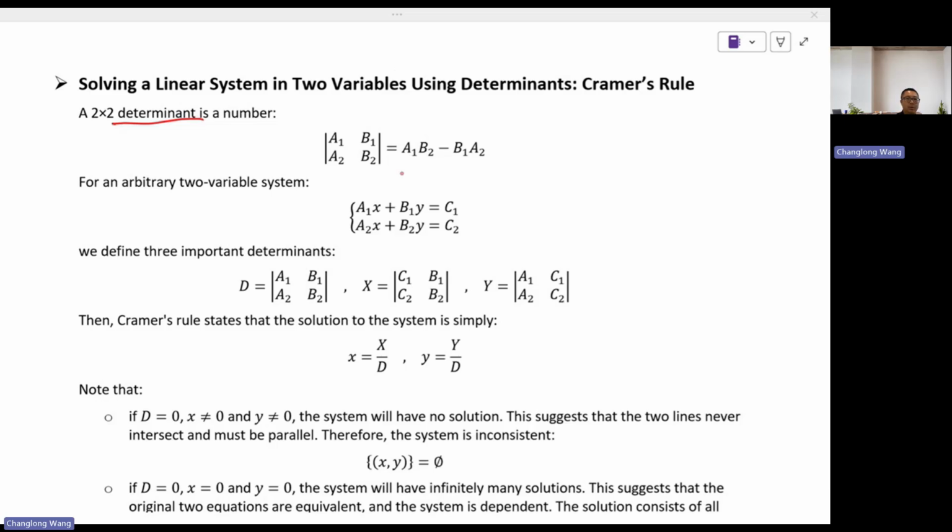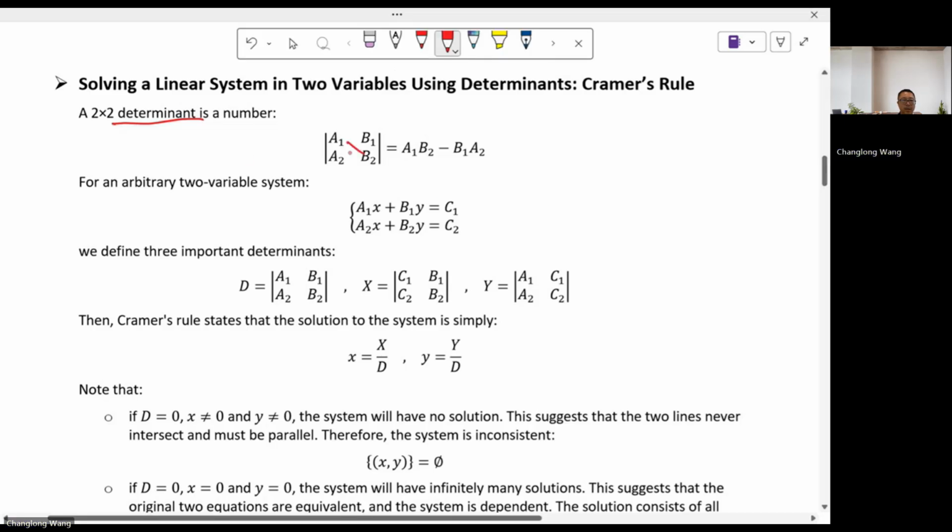But that is such a strange way to come up with a number out of a couple numbers, right? So you line up those numbers, right? You put them in a 2-by-2 array, right? And the way you compute that number, which represents the value of the determinant, is by cross multiplication, okay? But you have 2 diagonals, right? The one that starts from the top left to the bottom right is the major diagonal.